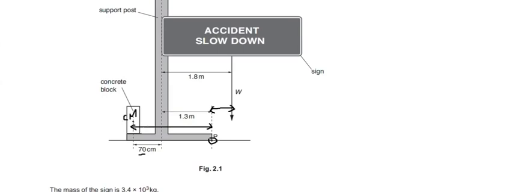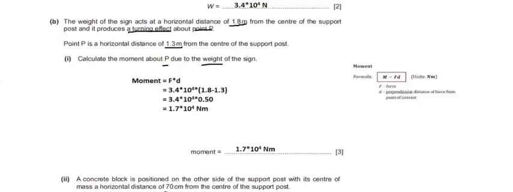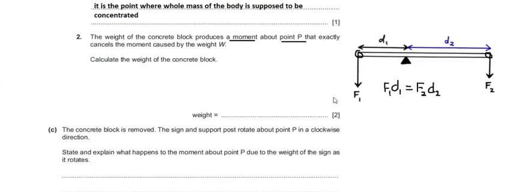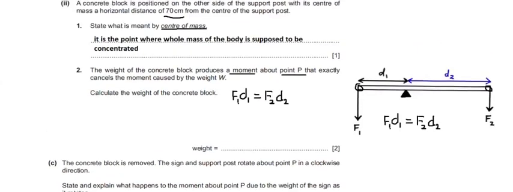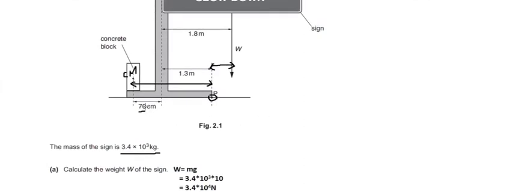And we need to find out what is the mass of this concrete block. So we will apply here the principle of moment. I will copy this equation directly over here. This is nothing but F1 d1 is equal to F2 d2, where F1 is the weight of the concrete block, and we need to find out the weight directly, and d1 is the distance of that concrete block from the point P. Here you can see this is 70 centimeter plus 1.3 meter. 70 centimeter is 0.7 meter and this is 1.3 meter, so this is the total distance.